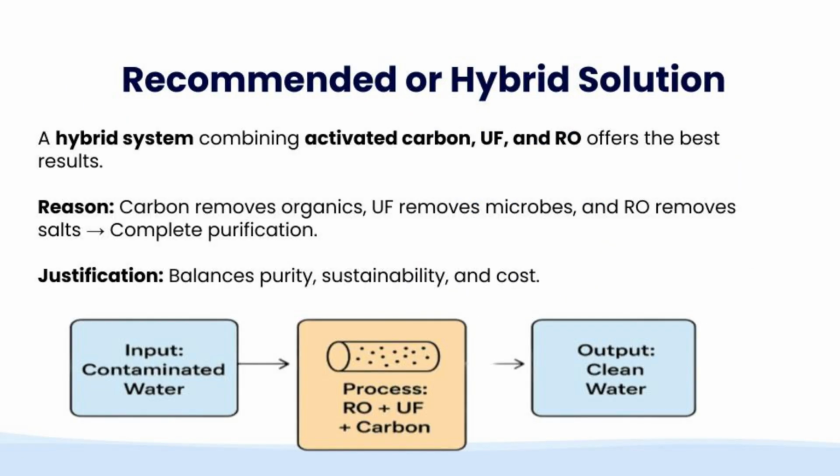Based on the comparison, the best solution isn't just one, it's a hybrid system combining activated carbon, ultrafiltration, and reverse osmosis. Here's why. The carbon filter first removes chlorine and organic compounds. Then, ultrafiltration removes bacteria and suspended solids. Finally, reverse osmosis eliminates dissolved salts and heavy metals. This combination ensures the highest purity, longer membrane life, and better taste, while also balancing cost and sustainability. It's the kind of solution used in most modern multi-stage purifiers today.